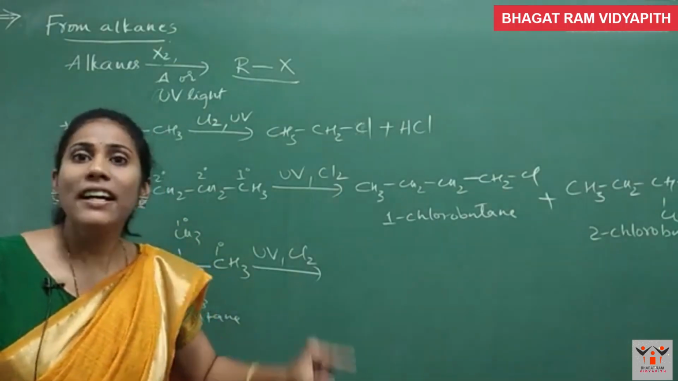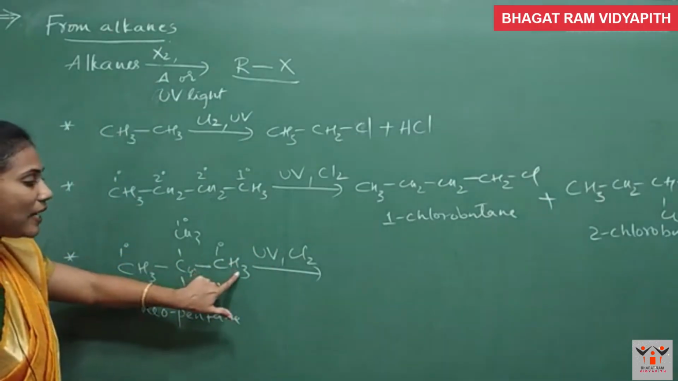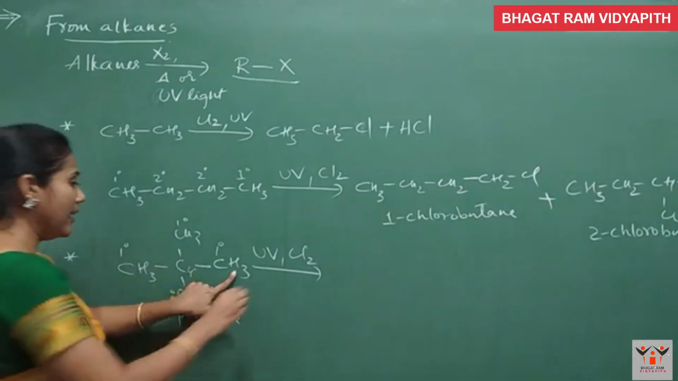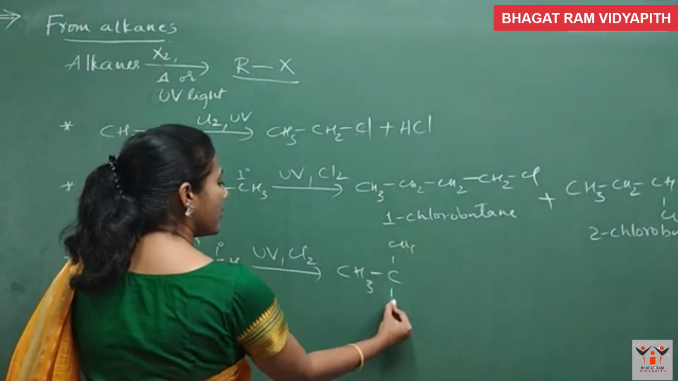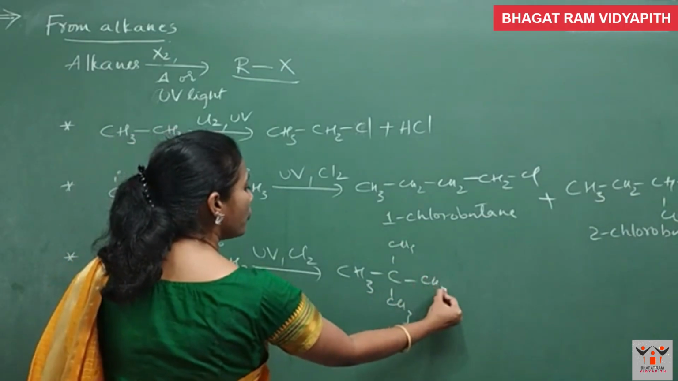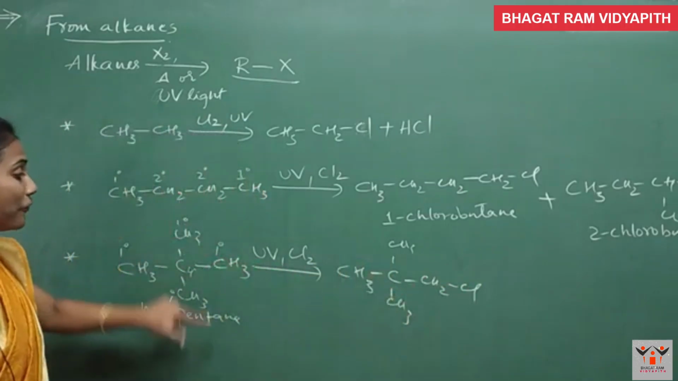So in that case, replace any one of the hydrogen. Let me replace one of the hydrogen from this CH3. So what do we get? CH3, CH3, CH3, CH2, Cl. So this is the product you will get. So you don't get 4 products.